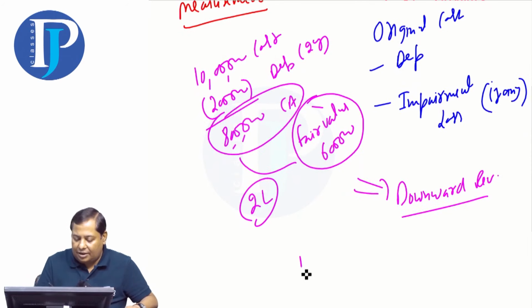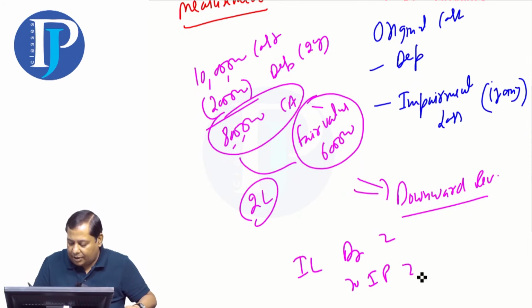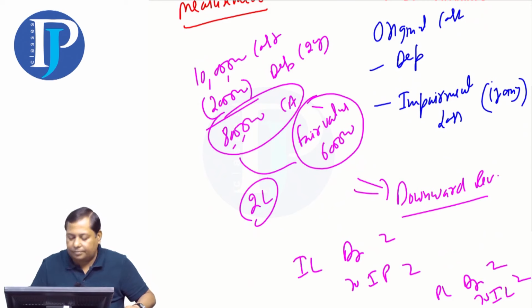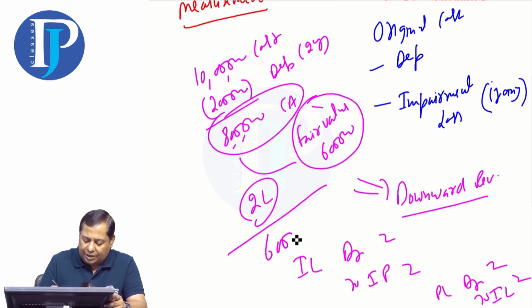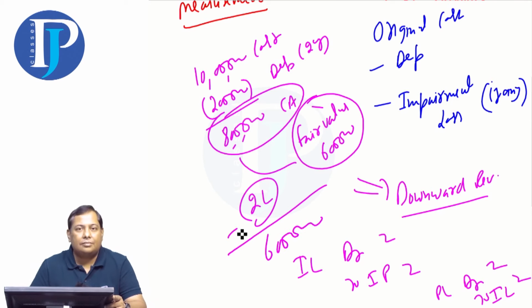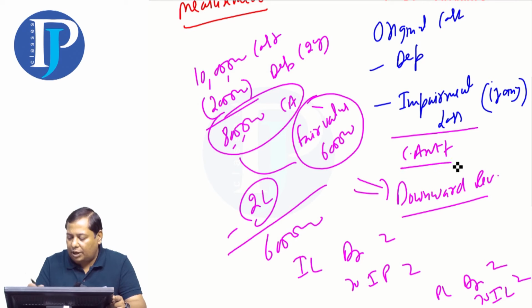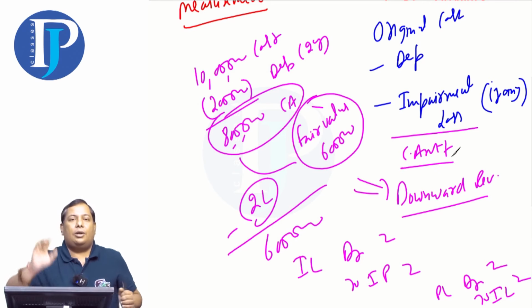There will be 2 entries here. First, impairment loss account debit, credit to investment property. Then profit and loss account debit to impairment loss. 2 lakhs have been written off from the property, and now the revised value will be 6 lakh rupees. So if there is any impairment loss, we will subtract it. After subtraction, this will be the carrying amount. What is this called? Cost model.